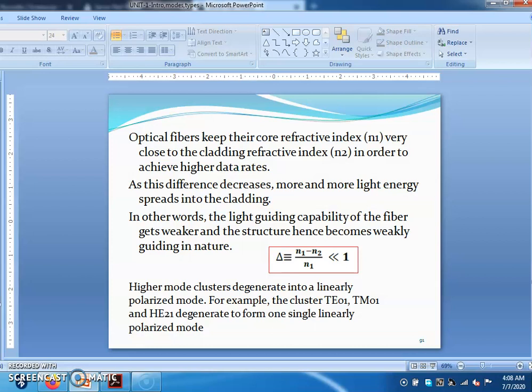Delta is equal to (N1 minus N2) by N1. It is very small, that is, very much less than 1. So since it is weakly guiding, the higher mode clusters degenerate into a linearly polarized mode. For example, TE01, TM01 and HE21 degenerate to form a single linearly polarized mode.